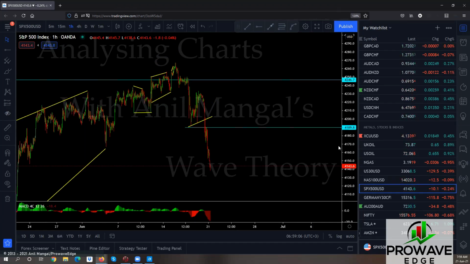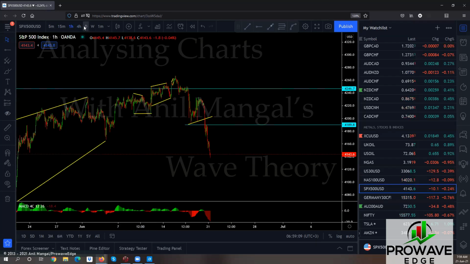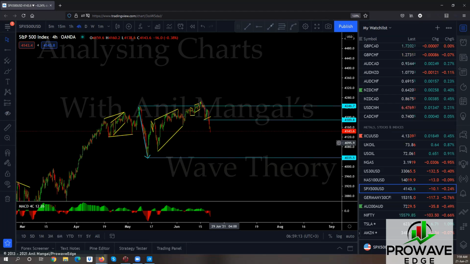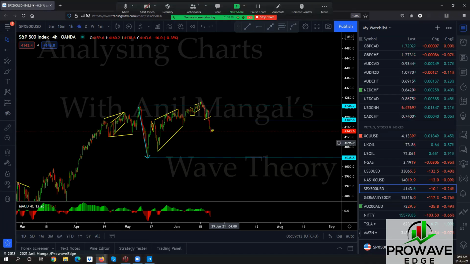S&P 500, perfect sell setup. This one we expected downside, and this did exactly what we wanted it to do. We're expecting some more downside. So if you get this, that's a sell setup here, and then we look for the upside. We're making a running flat here.